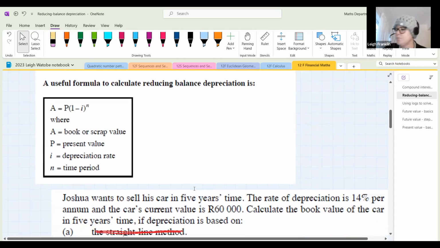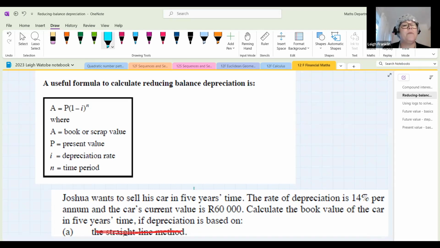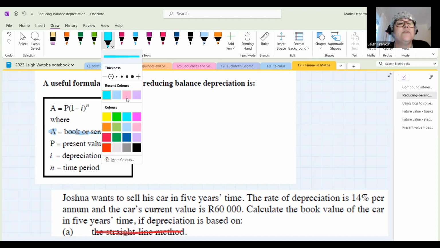Okay, so our reducing balance depreciation formula: A equals P(1 minus i) to the power of n. All right, so here are our values. A is our book or scrap value. So it's what the item, I suppose item is maybe not the best word, what the car, the piece of machinery, the object, what it is worth after depreciation has taken place. All right, P is its present value.